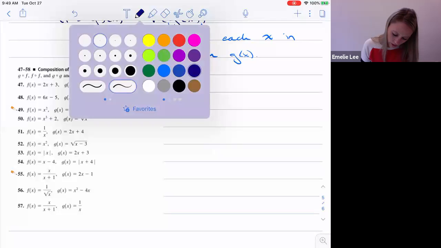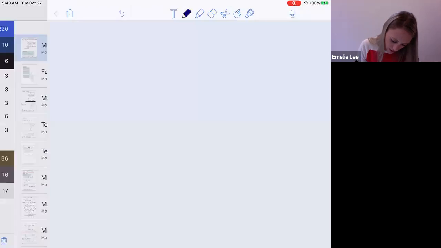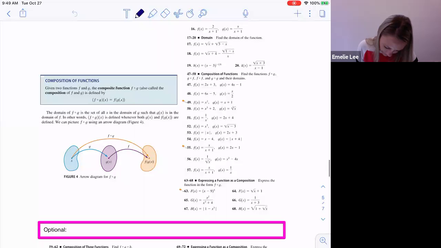So which ones should we do? Let's do, we'll do 48 first. Okay. And we didn't talk about the domains. Where's the domains?